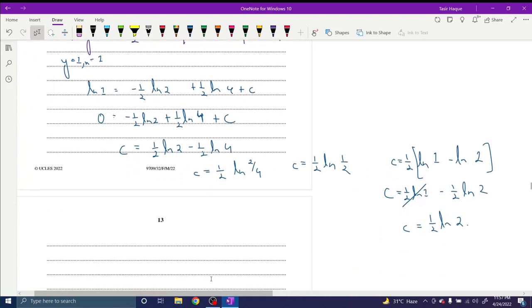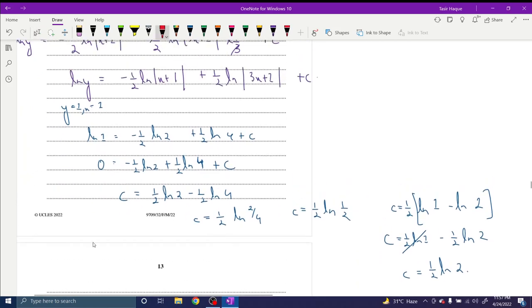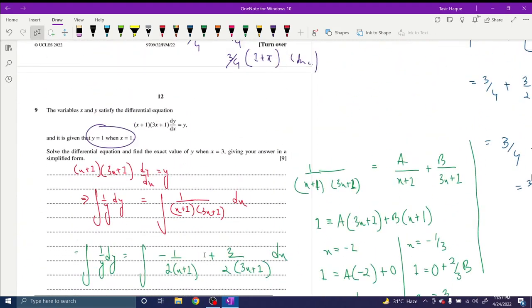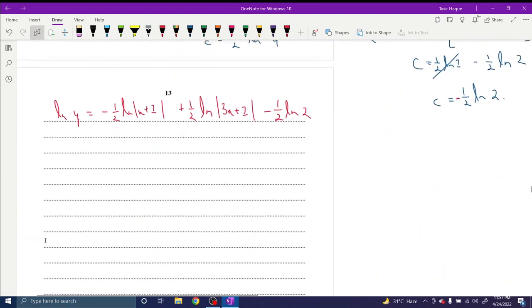Now I'm going to write the equation again. Okay, so I'm going to write it as ln y is equal to minus half ln (x plus 1) plus half ln (3x plus 1) minus half ln 2. This is it. Now what did they give us a test to do? They want us to find y when the value of x is 3. Okay, so let's simplify our equation first.